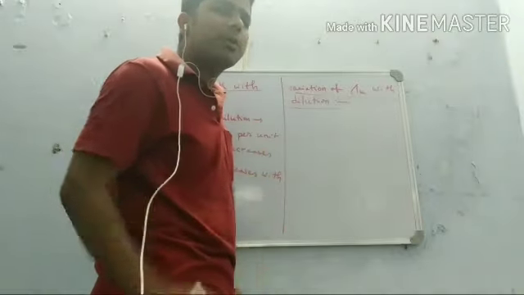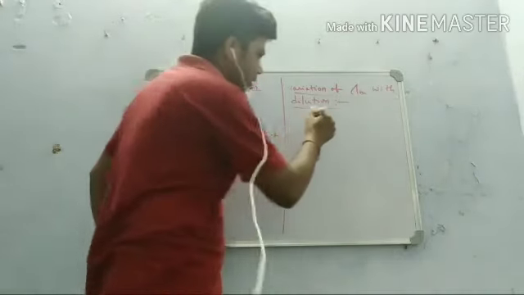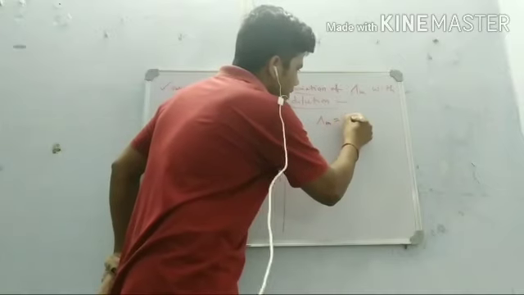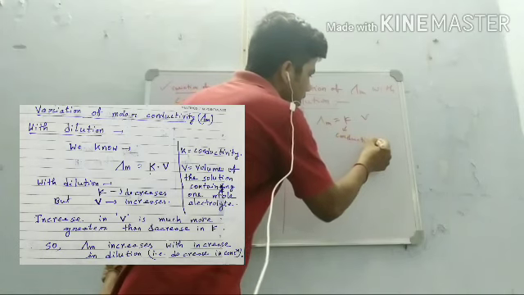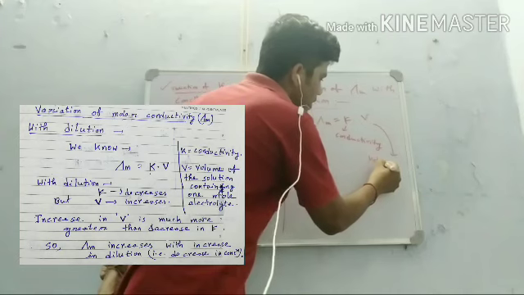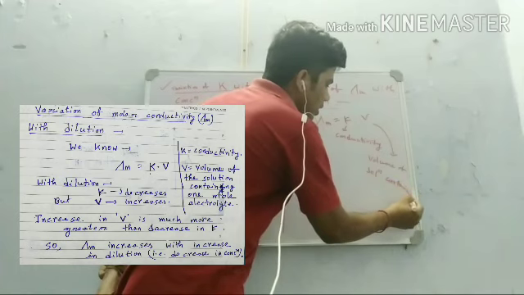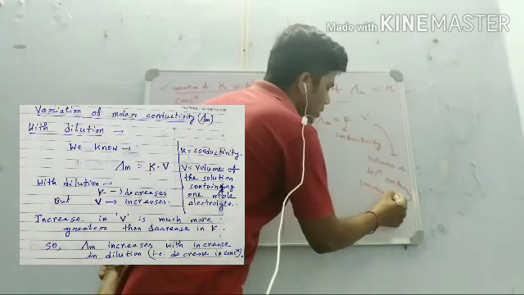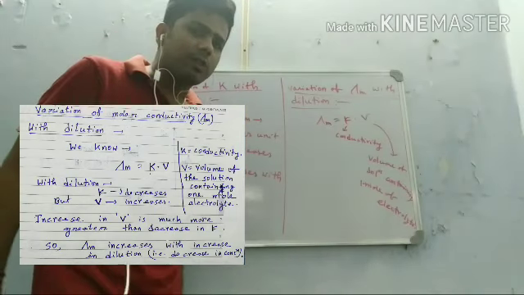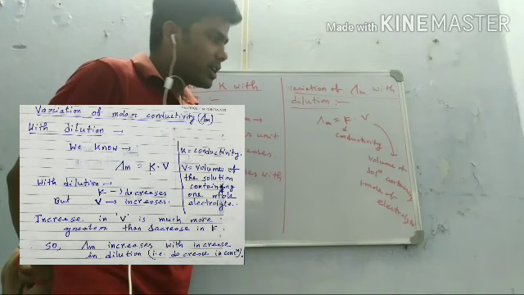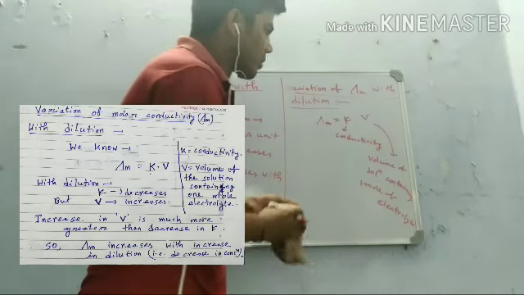Molar conductivity is the conducting power of the solution which contains one mole of the electrolyte. And from the equation, we can write lambda m equal to kappa into V, where kappa is the conductivity and V is the volume of the solution containing one mole of the electrolyte. Is that clear?